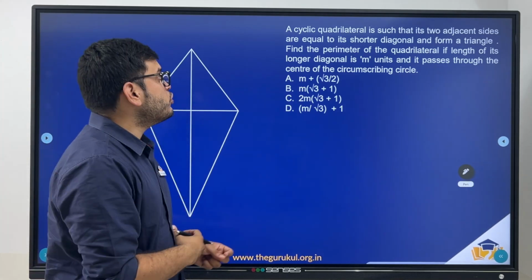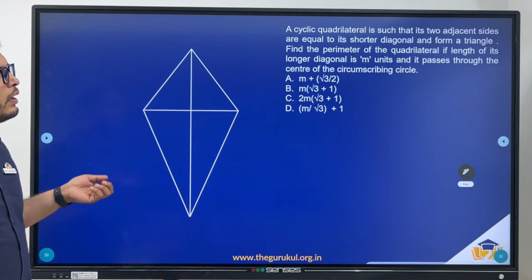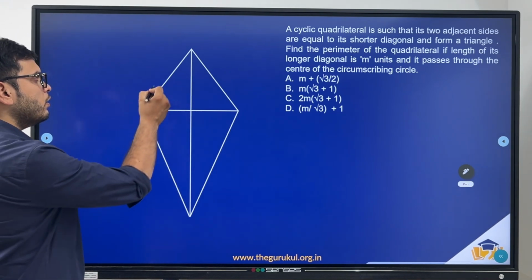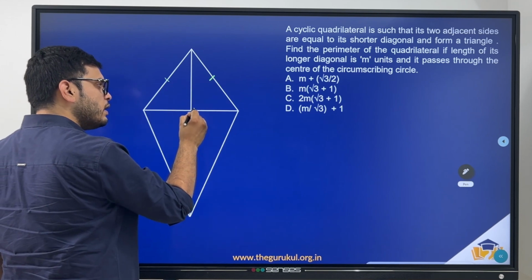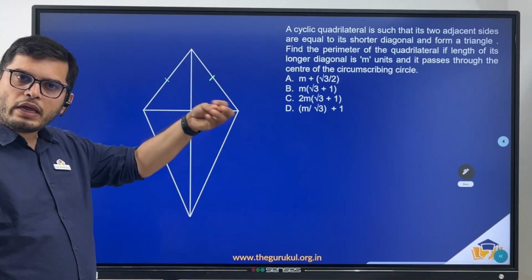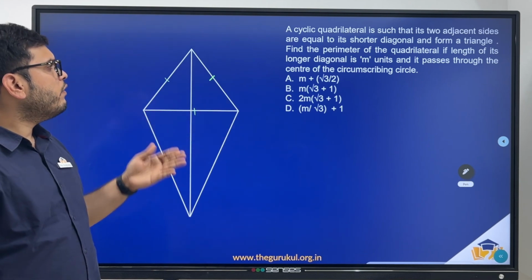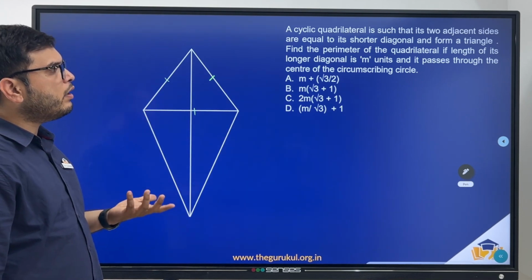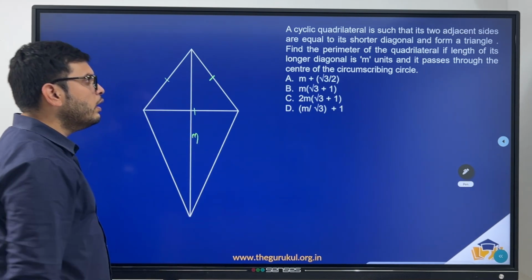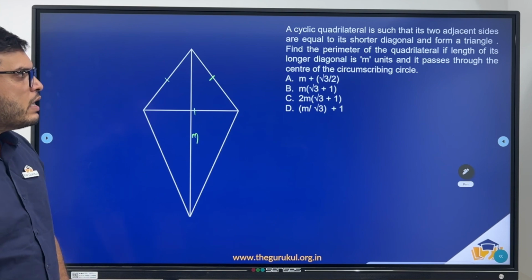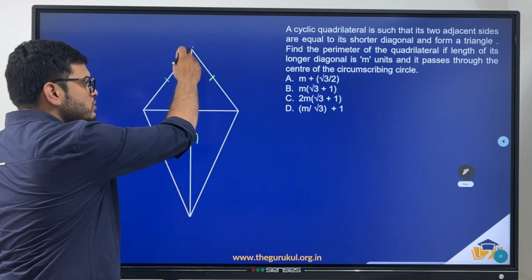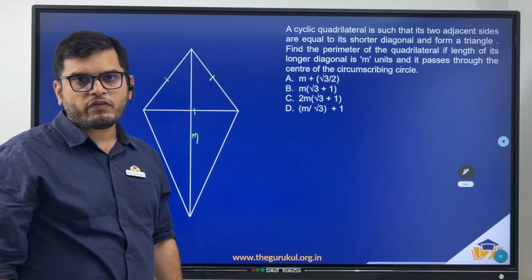Now coming to the fifth question. A cyclic quadrilateral is such that its two adjacent sides are equal to its shorter diagonal and form a triangle. So these two sides and the shorter diagonal form a triangle, and all these three sides are equal. So hence this is an equilateral triangle. We are asked to find the perimeter of the quadrilateral if the length of its longer diagonal is m units. So this is the longer diagonal of length m units, and it passes through the center of the circumscribing circle. So the longer diagonal is the diameter of the circle.